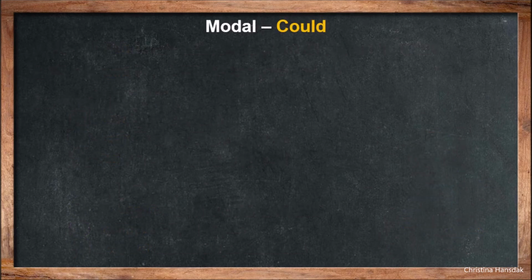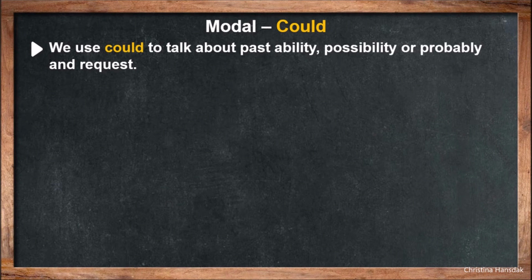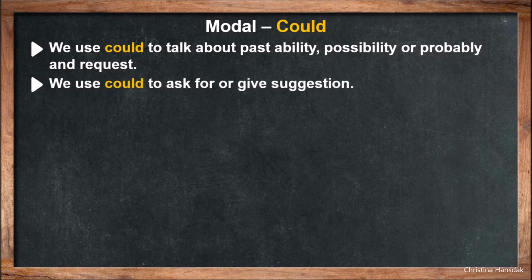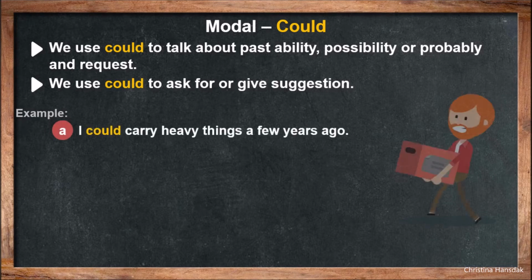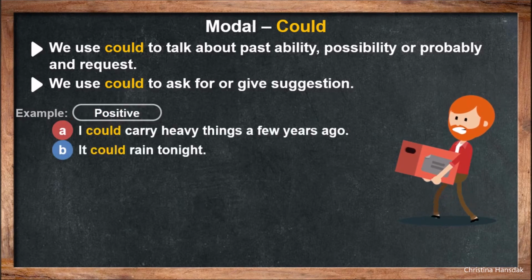Now, let's learn how to use the modal could. We use could to talk about past ability, possibility or probability and request. We use could to ask for or give suggestion. Example, sentence number A. I could carry heavy things a few years ago. Sentence number B. It could rain tonight.